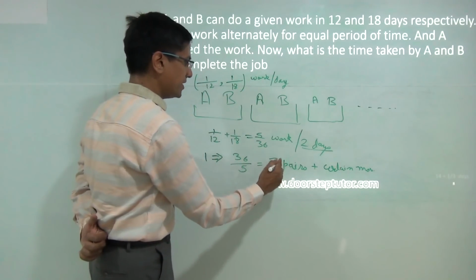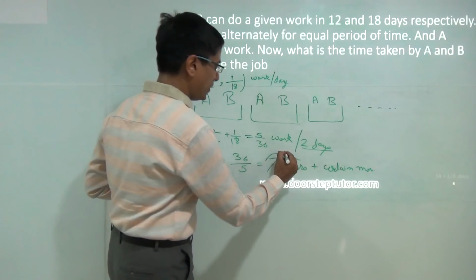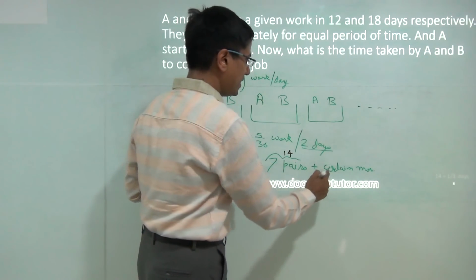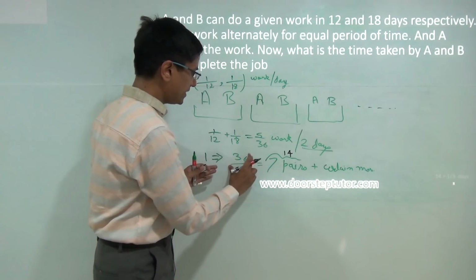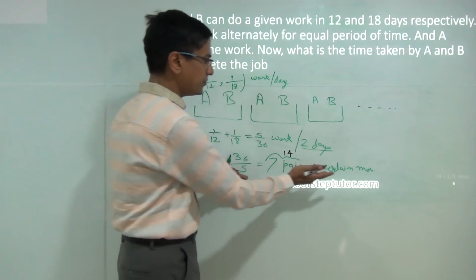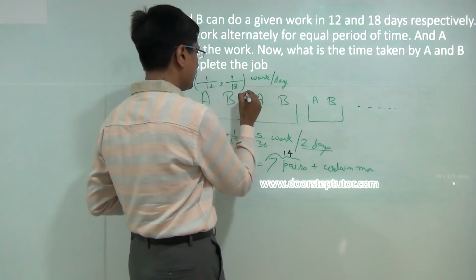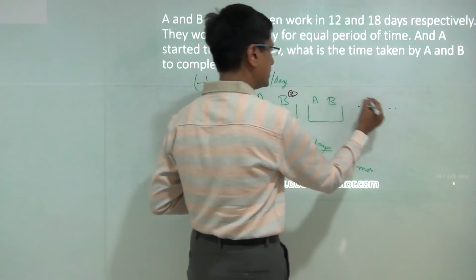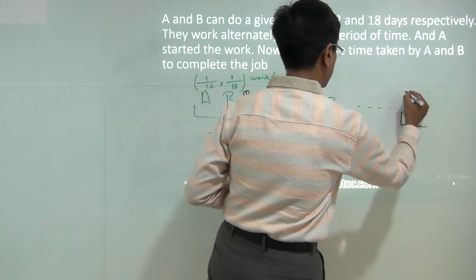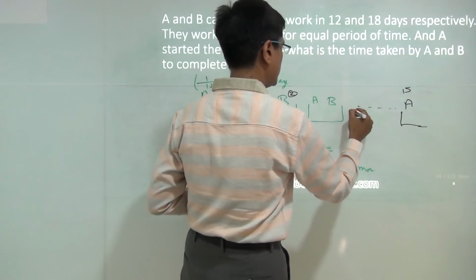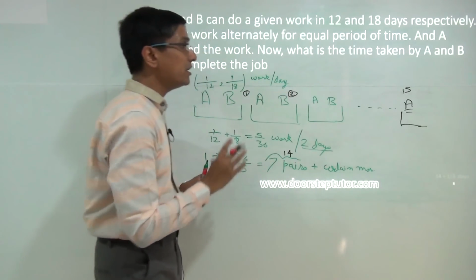So 7 pairs of days means a total of 14 days would be required, and on top of it, because 7 5s is 35, there will be some remainder left. So there is some additional time which would be required. They work for 1 pair, 2 pair, 3 pair, up to 7 pairs, so 14 days they have to work. On the 15th day it would be A's turn to do the work.